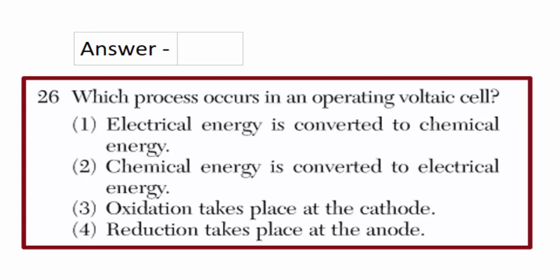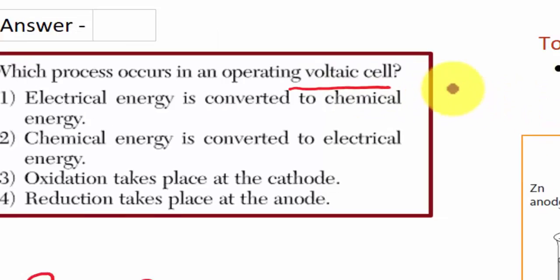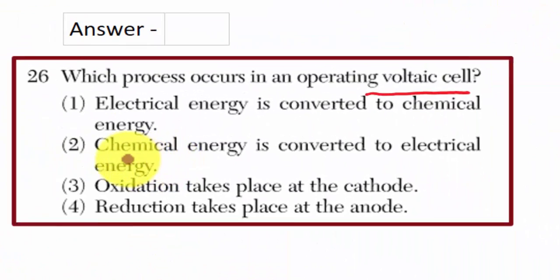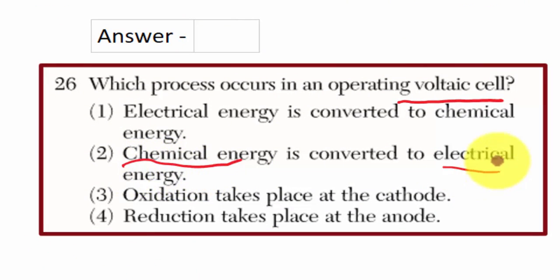26. Which process occurs in an operating voltaic cell? Please recall that the voltaic cell is the one that operates spontaneously. You put the chemicals together in the right configuration and then close the circuit, and you're going to have the spontaneous flow of electricity through the system. The electricity comes out as a result of an oxidation-reduction chemical reaction. So we are actually converting chemical energy into electrical energy, answer 2.